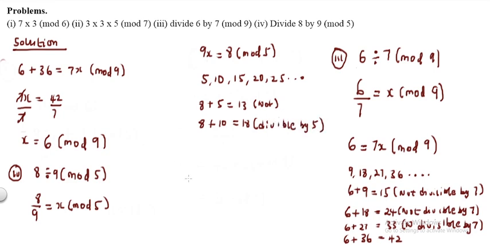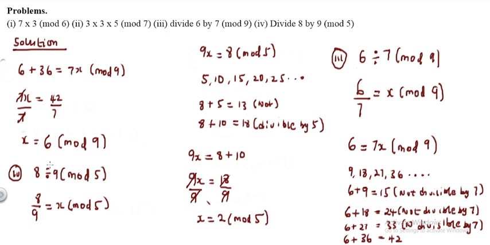So I can simply say here 9x is equal to 8 plus 10, so that I have 9x is equal to 18. And then from here I can divide both sides by 9. This cancels out this. x is equal to 18 divided by 9, which is 2. So we have 2 modulo 5.